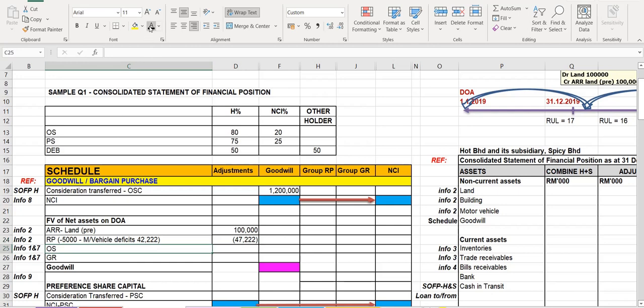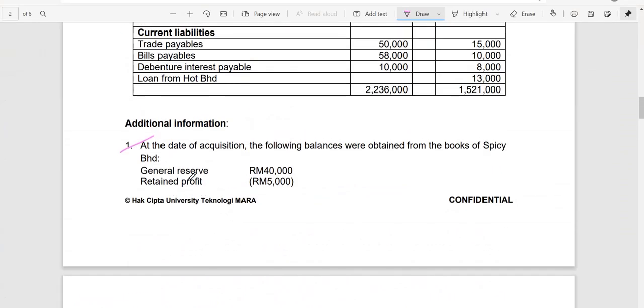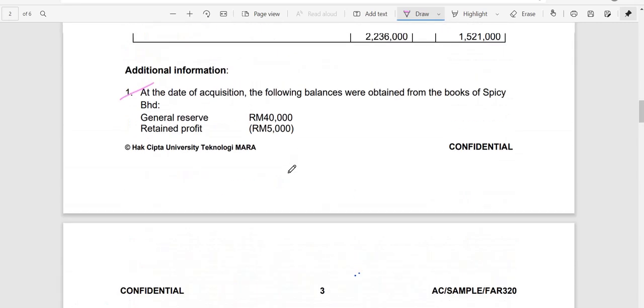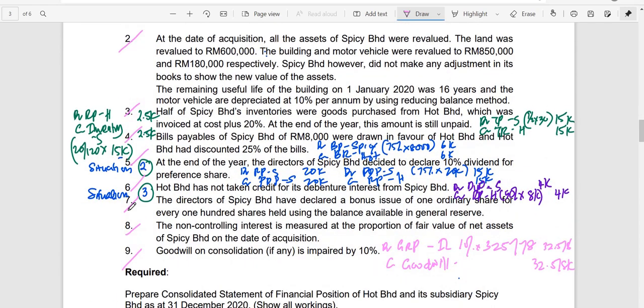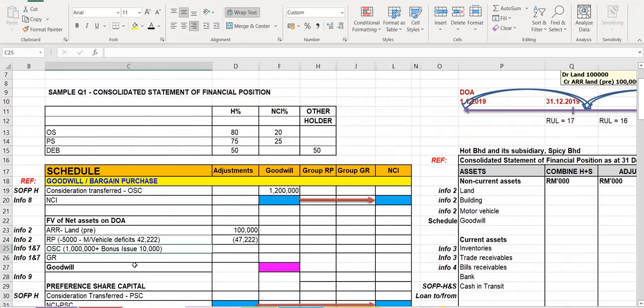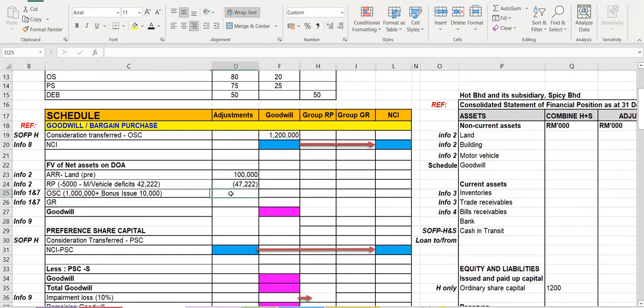Now we proceed with the ordinary share capital. If you could still recall, under information number 1, you have been informed that the general reserve will be utilized for the bonus issue. I'm checking information number 1 as well as information number 7. There was a bonus issue made by Spicy, which is a subsidiary company, that declared a bonus issue of 1 ordinary share for every 100 shares held using the balance available in general reserve. We have already done that part earlier, so now I'm going to incorporate that into the answer template here. The bonus issue, if you have calculated much earlier, you can check my previous video, was 10,000. So you add it to the previous balance of the share capital in the subsidiary, and therefore the adjusted balance of the ordinary shares that you include in the fair value of the net asset would be 1.01 million.